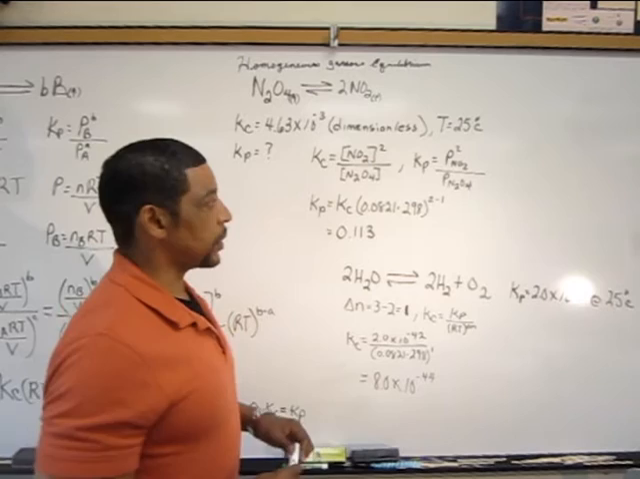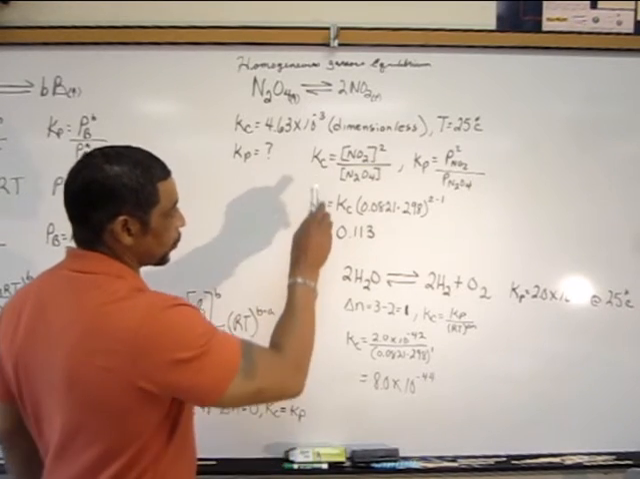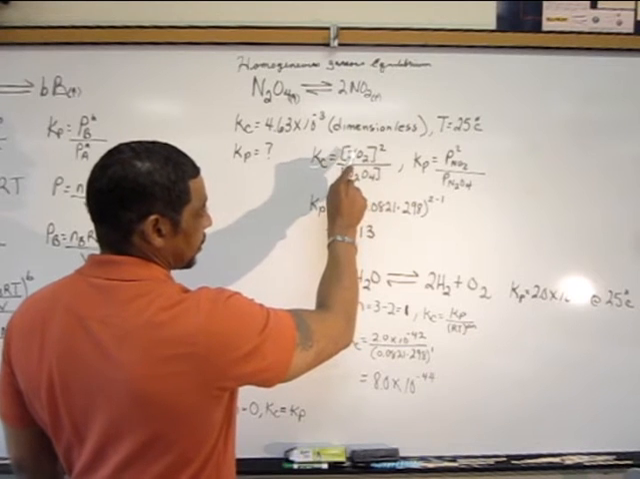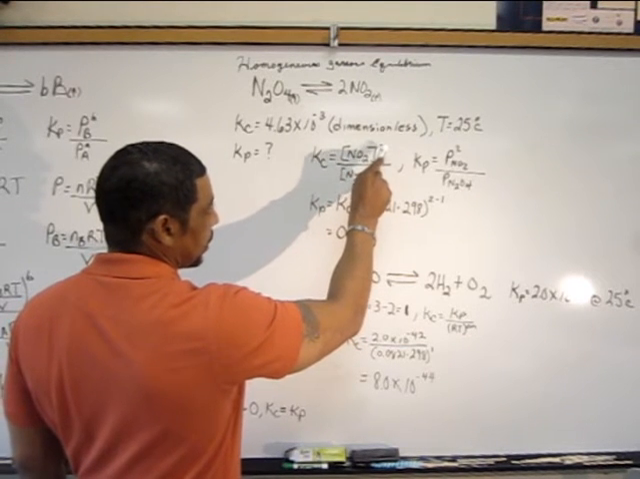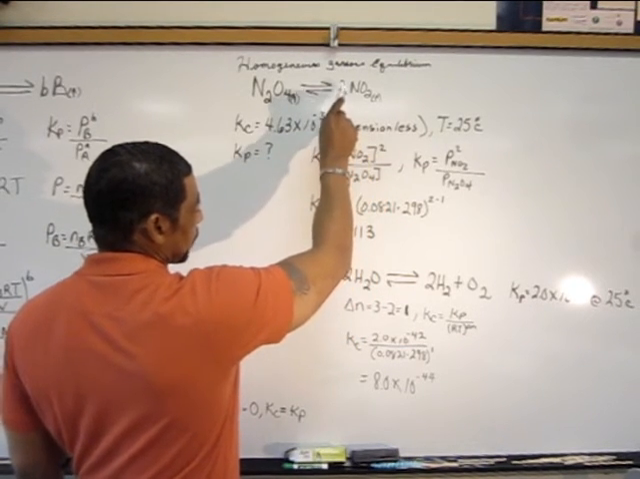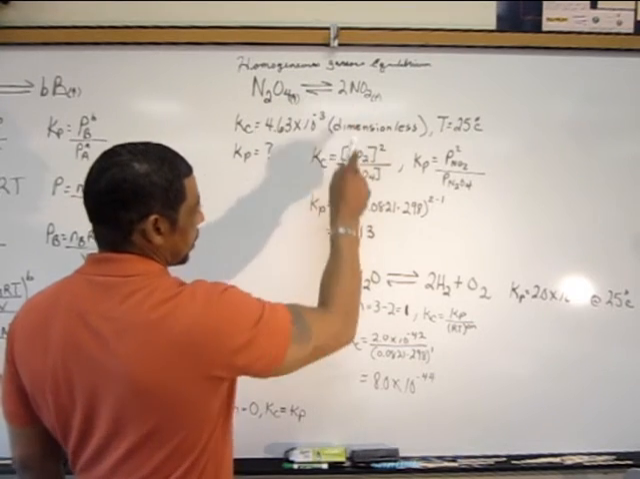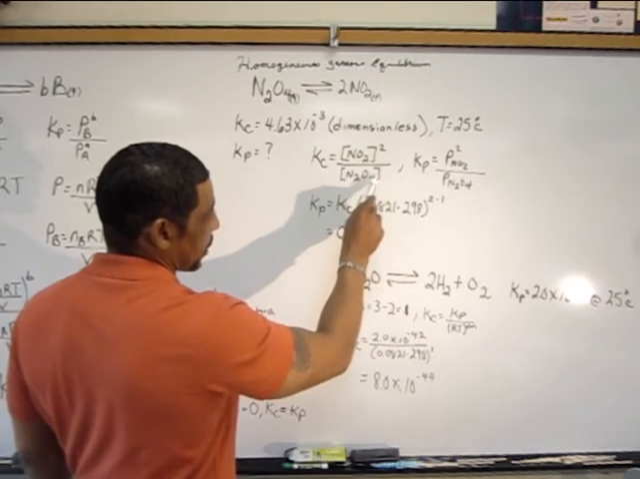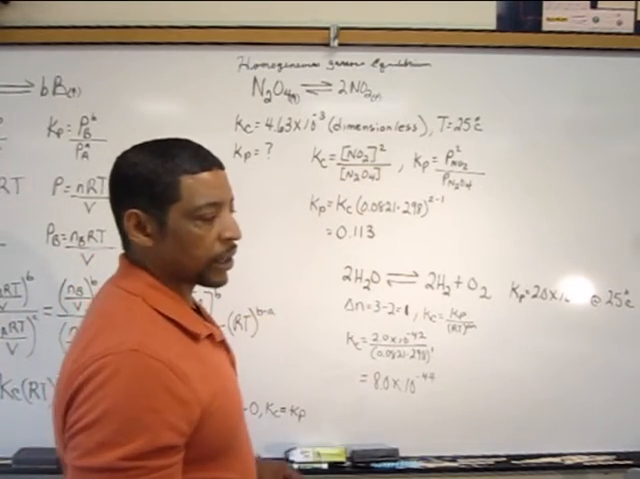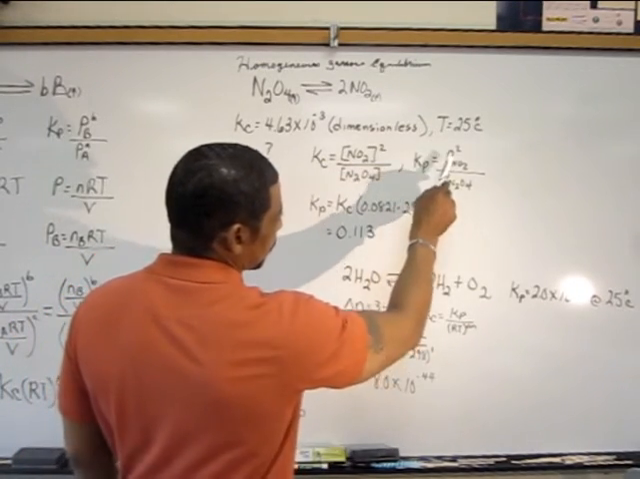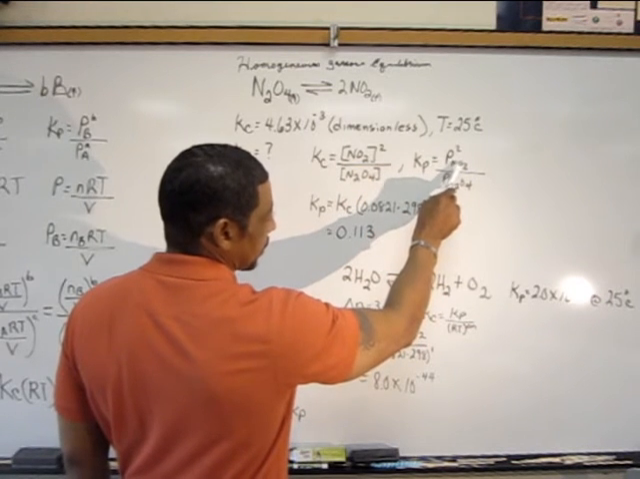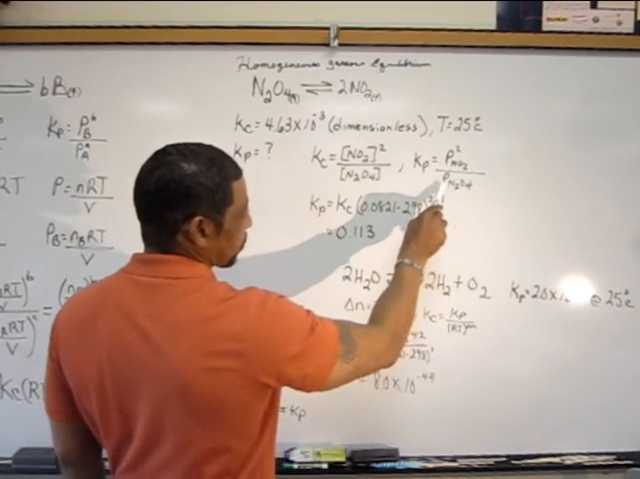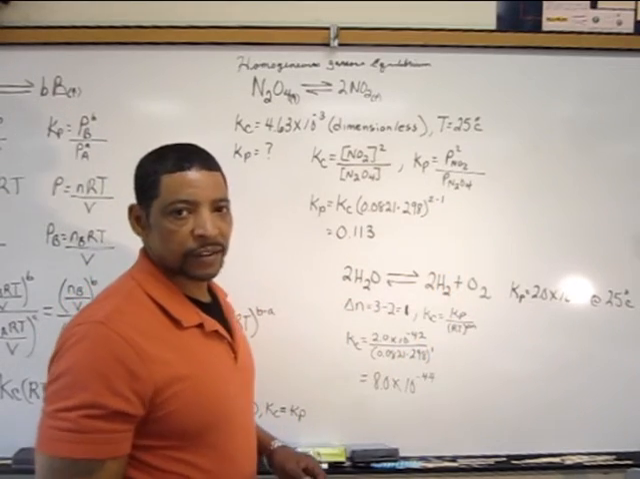The Kc expression for this reaction would be written as follows, where Kc is equal to the concentration of the product, in this case nitrogen dioxide, raised to the second power, which reflects the coefficient in the balanced equation, divided by the concentration of dinitrogen tetroxide. The Kp expression would be: Kp is equal to the partial pressure of the product, nitrogen dioxide, raised to the second power, divided by the partial pressure of dinitrogen tetroxide.